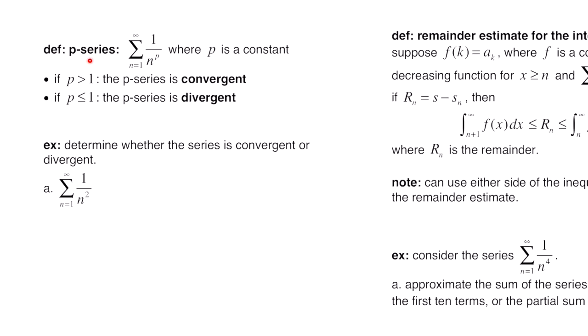Our next definition is a p-series. We have sigma n starts at 1 goes to infinity of 1 over n to the p, where p is a constant. So n is your variable and you're raising it to a constant power. So anything in this form is called a p-series. If p is greater than 1, the p-series is convergent. If p is less than or equal to 1, the p-series is divergent.